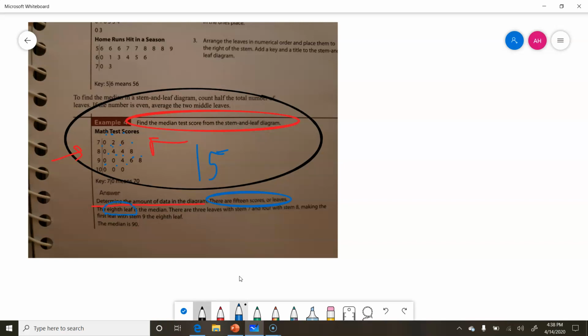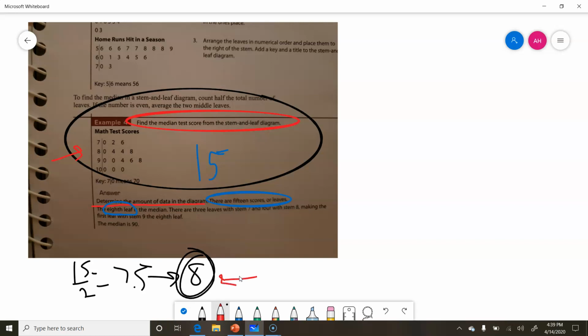Why is the 8th the median? Well, I would do 15 divided by 2, which is 7.5, which I round up to 8. The 8th one is the median. So now I'm going to erase what I did on this one here, and I ask, where is the 8th term? Remember, I'm looking now for the 8th term. So I'm going to go, here is term 1, 2, 3, 4, 5, 6, 7. And that means that 0 is the 8th term.